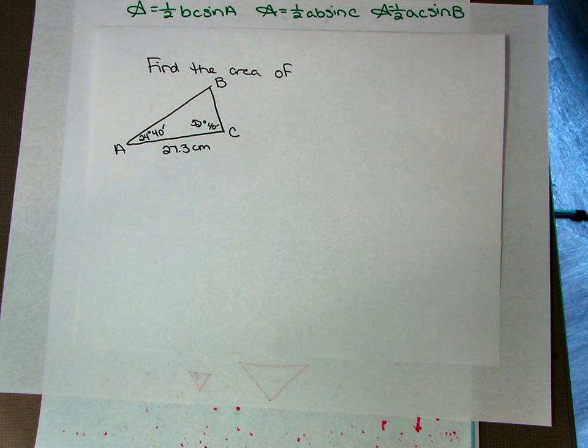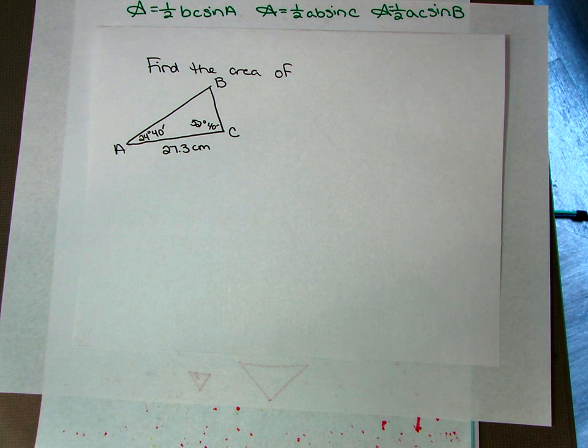When we find the area of a triangle, we have to have side angle side. But we don't have side angle side. We have angle side angle. We have an angle, a side, and an angle. So we don't have the right information. So we're going to have to come up with some of the other information.